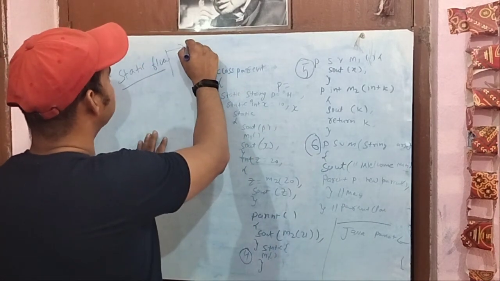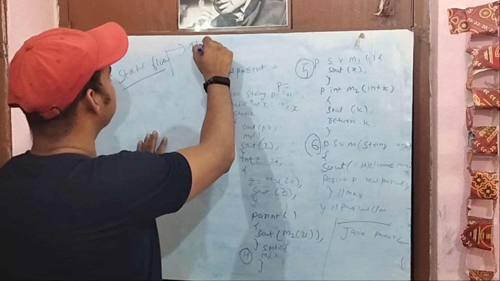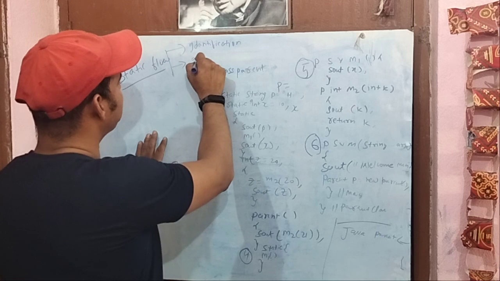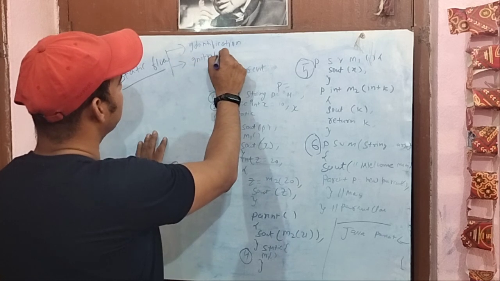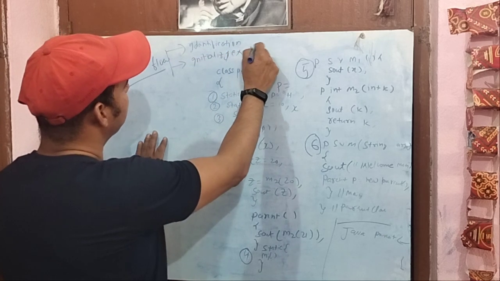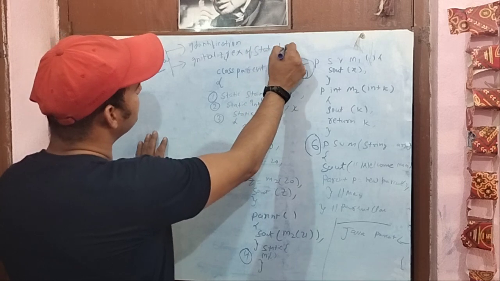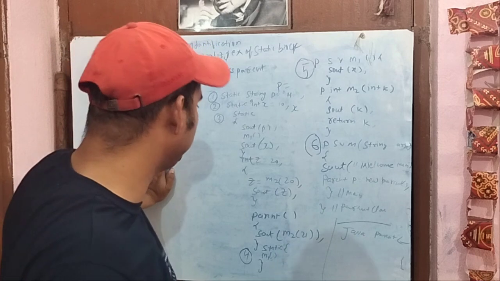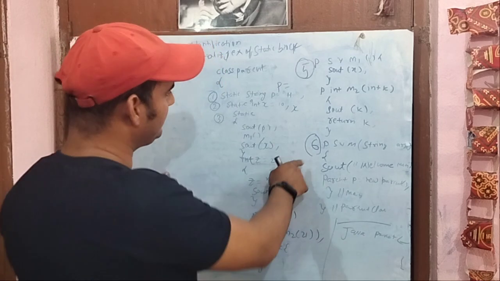So this is all about the first step of the static flow. What is the first step? Identification. So identification is done. Now coming to the second step, initialization and execution of the static block. In this step, right from top to bottom, all this will happen. We have numbers 1 till 6.